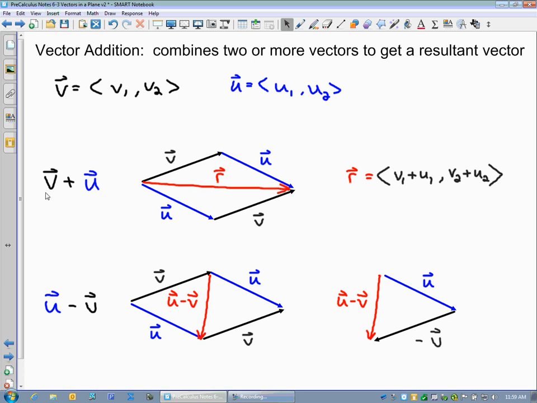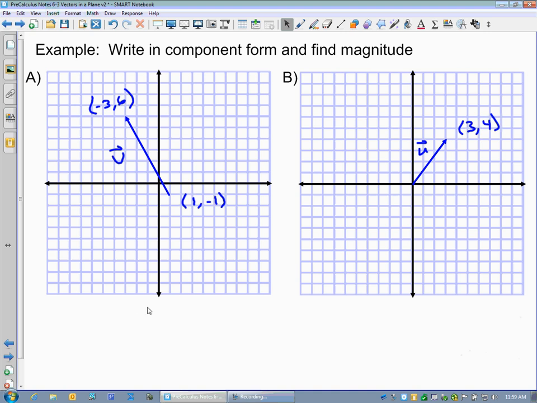All right, let's look at one more at the component form and the magnitude. Look at a couple examples here. We have two vectors, vector v and vector u, and for each of these we're being asked to write them in component form and to find the magnitude. This vector starts at 1, negative 1 and ends up at negative 3, 6. So what we're going to do here is we're first going to find the component form, and I'm going to use the angle brackets. I like that notation.